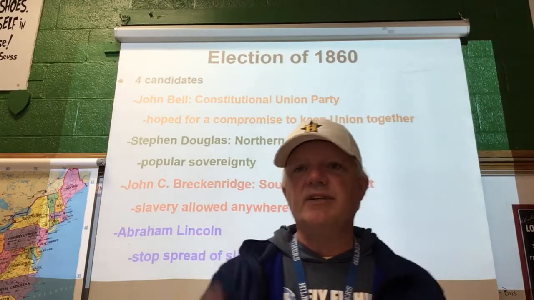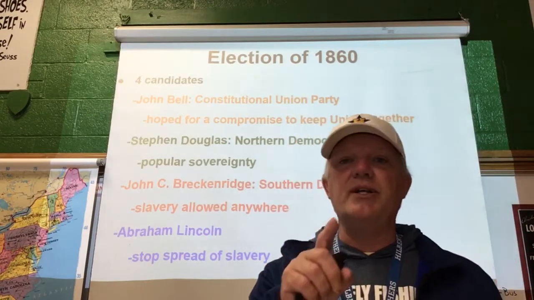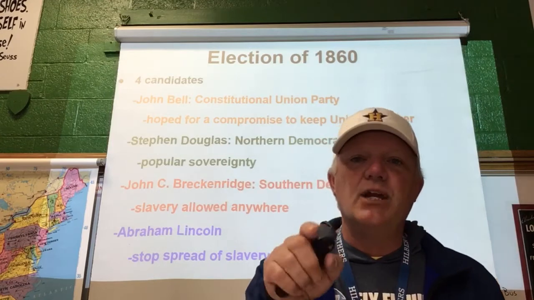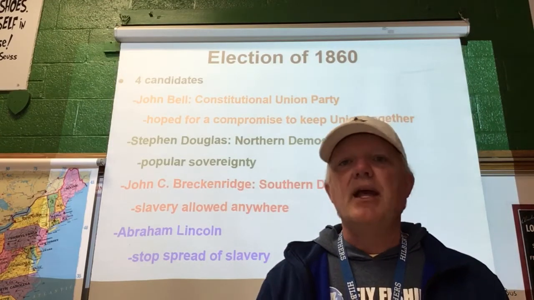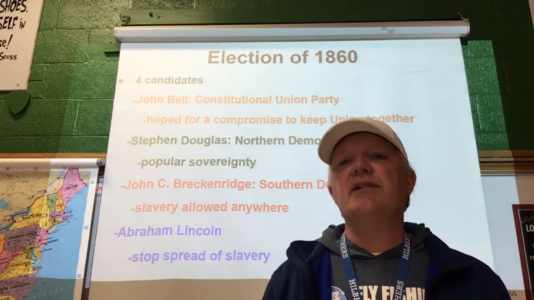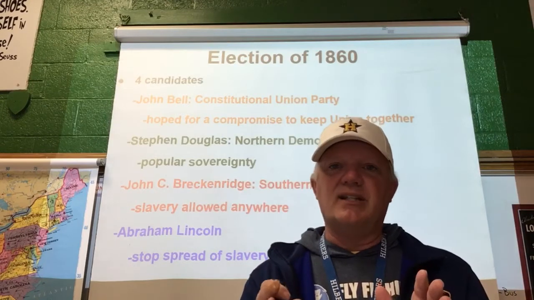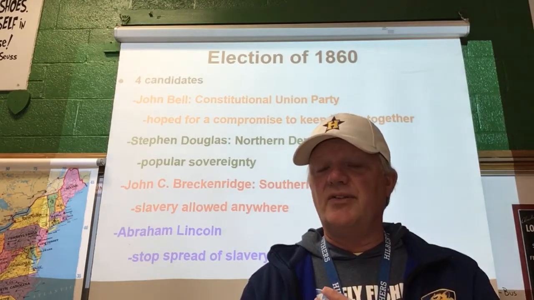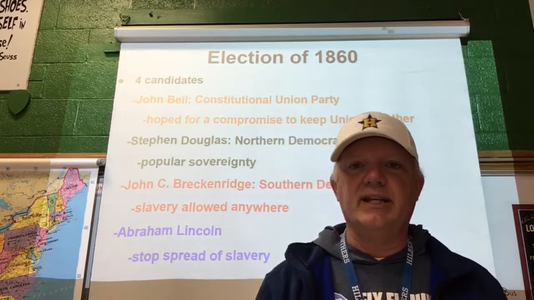Right? Stephen Douglas, Northern Democrat. We already know his stance on the issue of slavery. He was for popular sovereignty. Let the people decide. John C. Breckinridge is going to be the Southern Democrat. So notice, the Democrats have two candidates, one Northern, one Southern. Southern Democrat Breckinridge: slavery should be allowed anywhere.